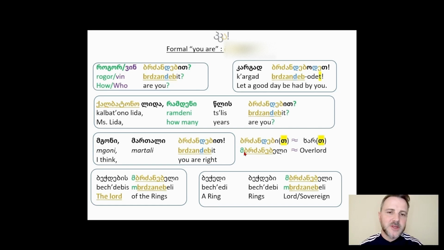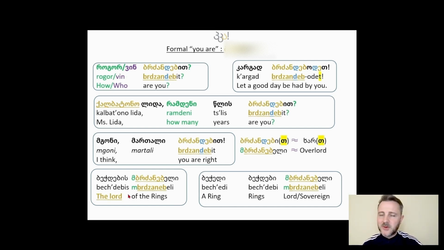With that understood, I'm going to introduce a word which I think helps illustrate the point of titles and names and lords and obviously the name of my class, which was hospitality by decree. Mobrdzanebeli. Mobrdzanebeli is the overlord, not necessarily a likable, nice person. The mobrdzanebeli. Mobrdzanebeli is the overlord. And if you want to know, bechedi is a ring. Bechtebi are rings. And we already heard that mobrdzanebeli is a lord of the rings.